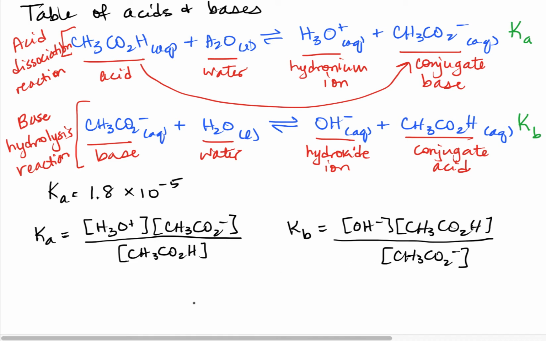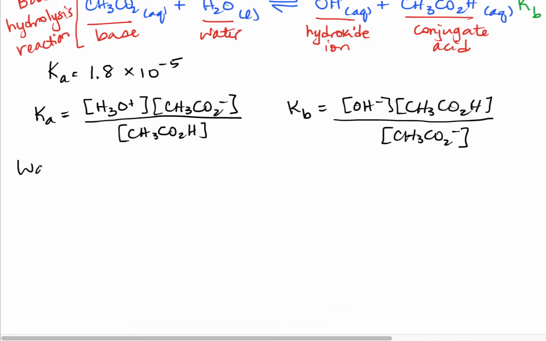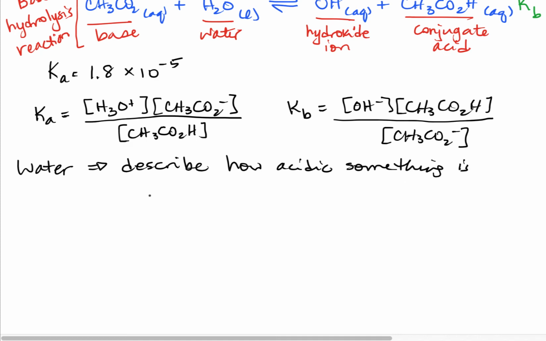Okay, so before we go very much further, I want you to think about water for a little bit first. Water forms the foundation of our ability to describe how acidic something is. This sounds funny, perhaps, if you haven't thought about it, because water is neutral, right? But how do you describe how acidic something is? What's the first thing that you think of when somebody says, how acidic is this? How do you know if it's acidic or if it's basic?